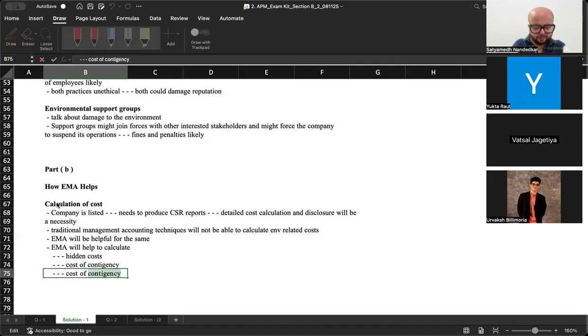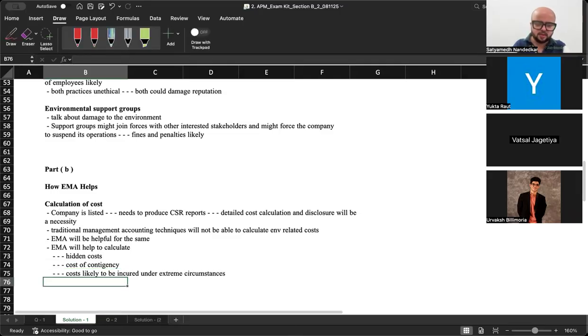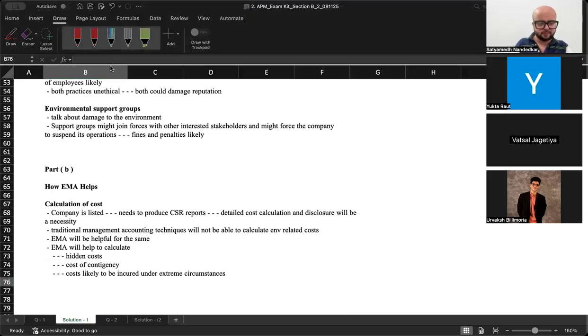Cost of or costs likely to be incurred under extreme circumstances. ठीक है. What else?